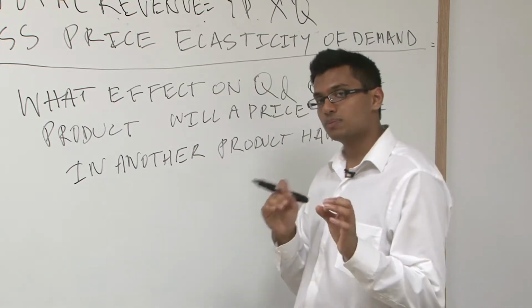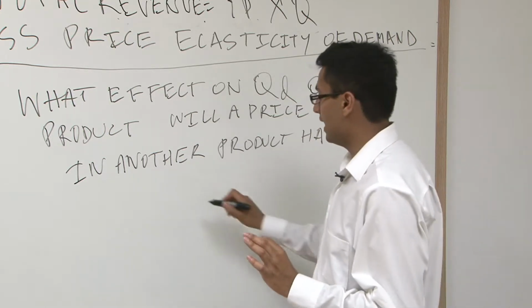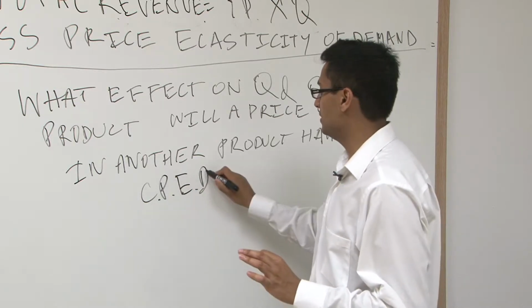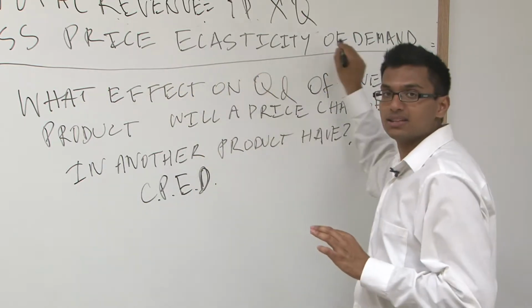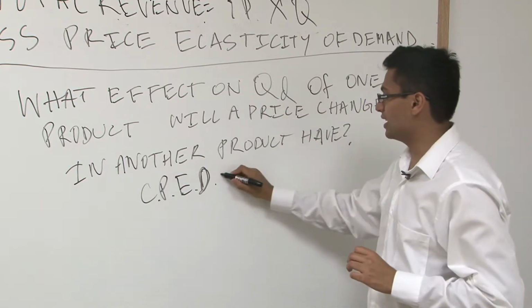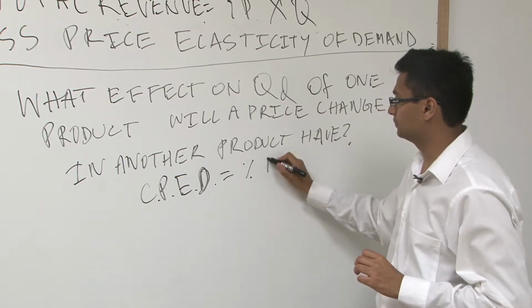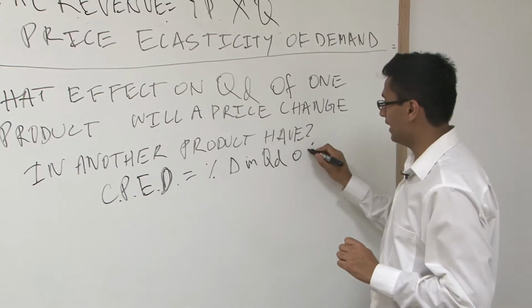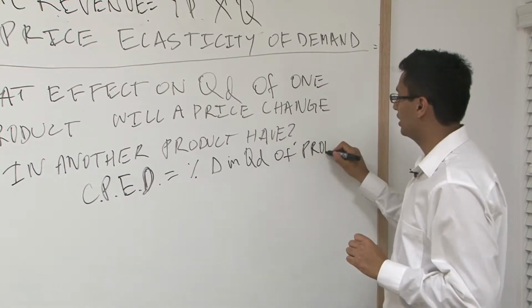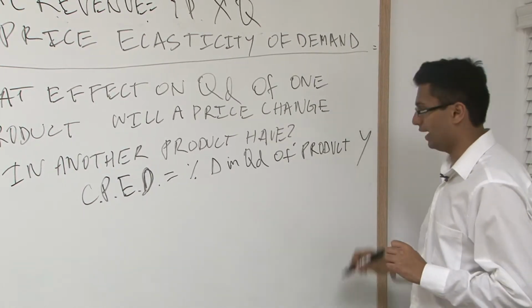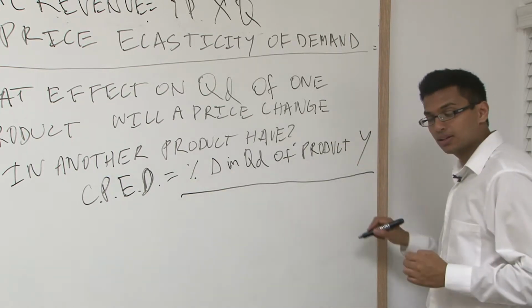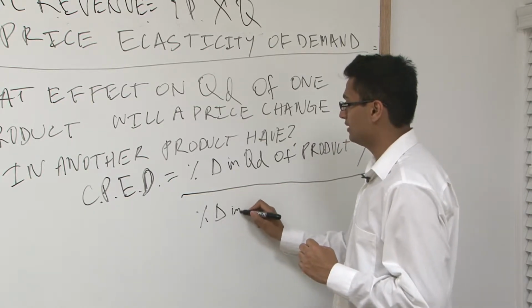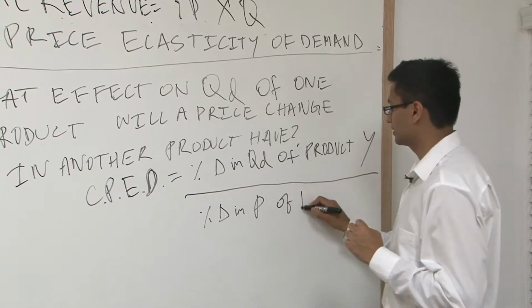The way you write this down, cross-price elasticity of demand, is with an equation. Cross-price elasticity of demand is CPED, I'm going to shorten it. CPED is the percent change in quantity demanded of product Y divided by the percent change in price of product X.